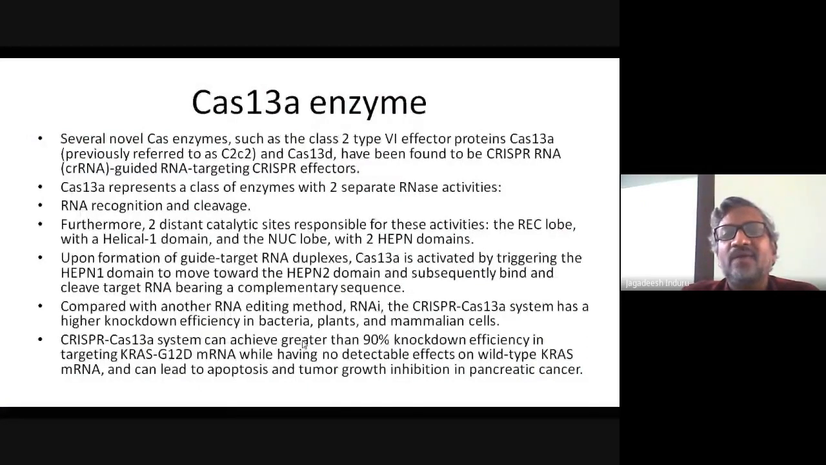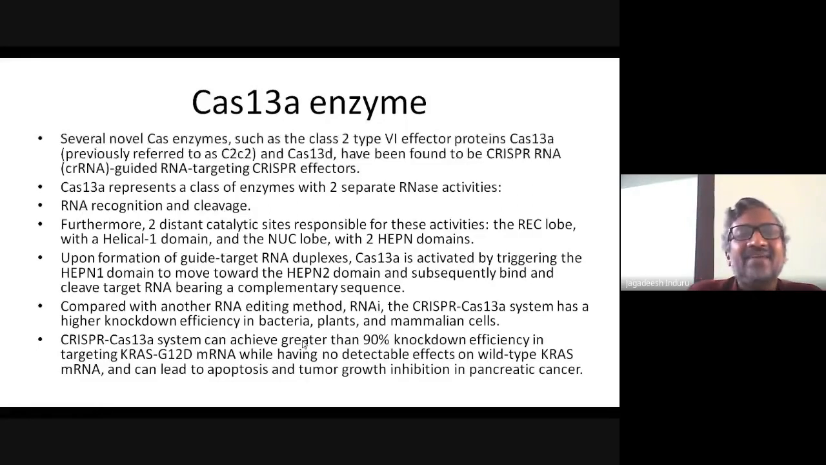So we have got 13A. Previously it was referred to as C2C2. Now they are redoing the research, and there is a Cas13D. They have been found to be in the CRISPR RNA, abbreviated as crRNA, guided RNA targeting the CRISPR effectors. So there are a number of sequences which we can have present. Each particular one has got a particular function.